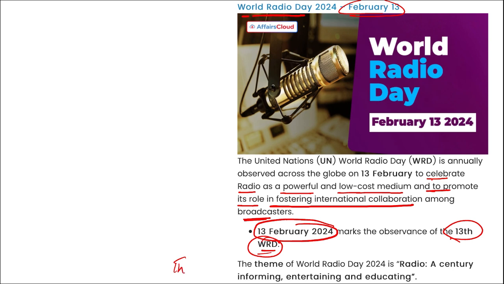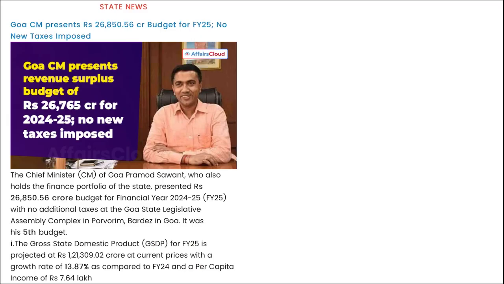Then this is the theme that you need to remember for World Radio Day, that is Radio a Century, informing, entertaining and educating. This is the theme for the World Radio Day observed on 13th of February, and that is the 13th edition of the World Radio Day.